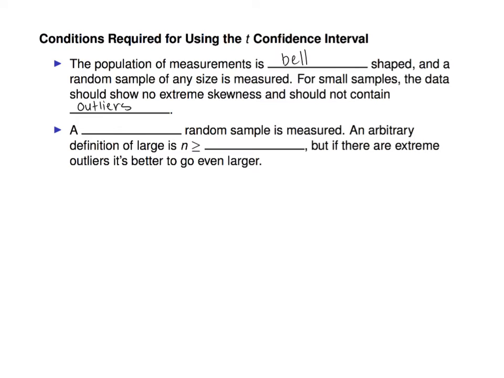Also, this is for a sample of any size, including sizes that are pretty small. But it could also be the case that you have to measure a large sample, and the arbitrary definition of large is an n bigger than or equal to 30. In that case, it doesn't matter if you have skewness or anything like that. A big enough sample takes care of the skewness. But if there are extreme outliers, it's better to pick an even larger n.